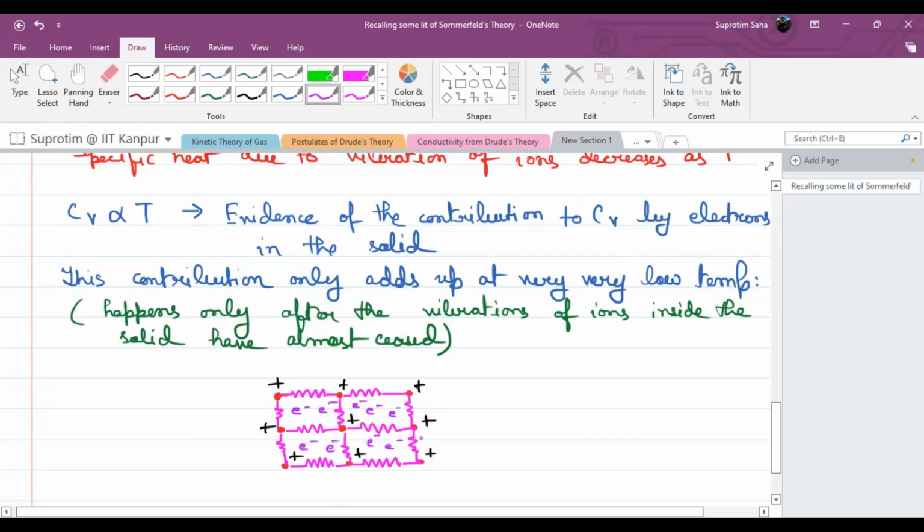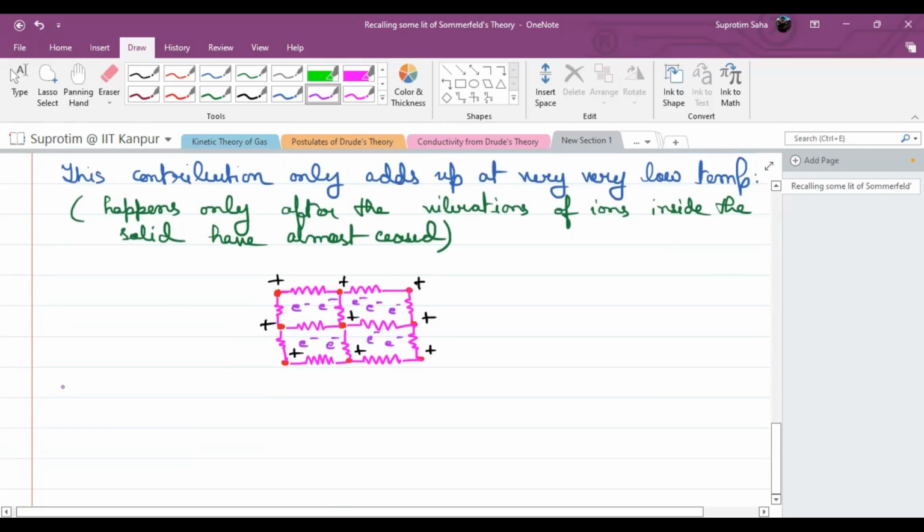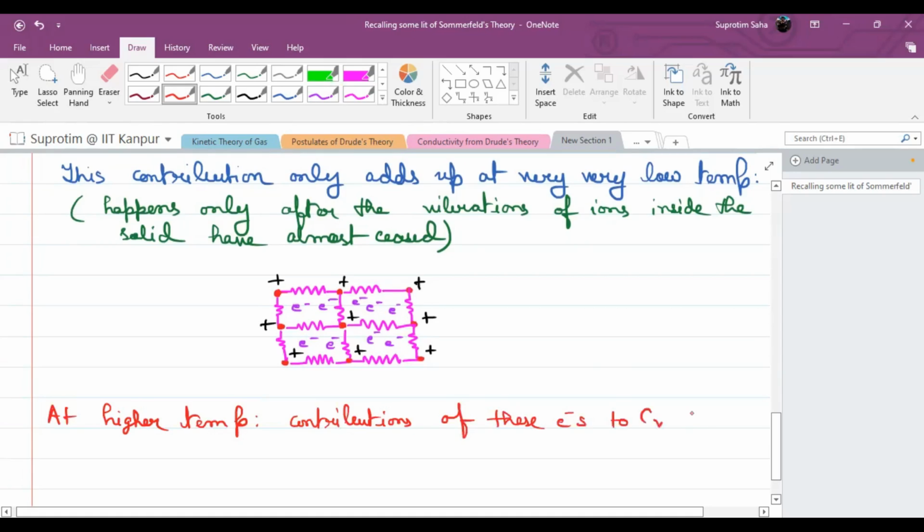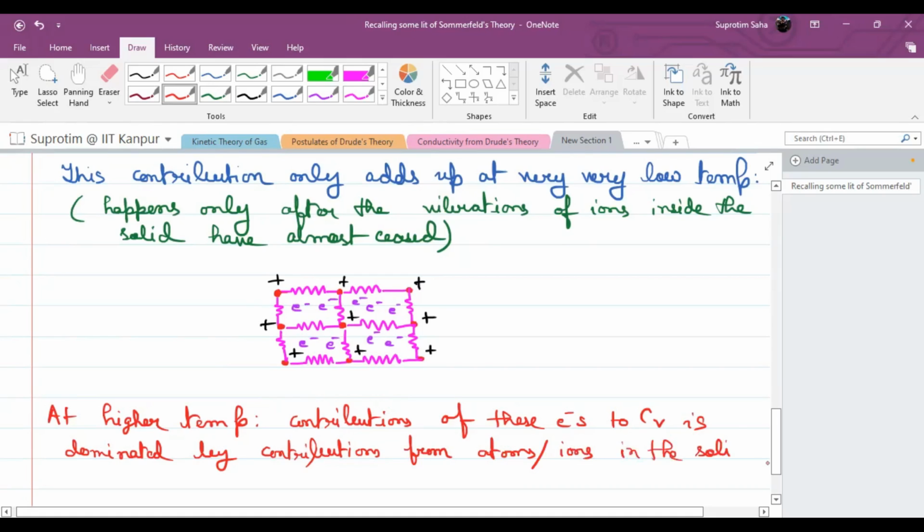All right. So at higher temperatures, the contribution of these electrons to CV is dominated by contributions from atoms or ions in the solid. Fair enough.